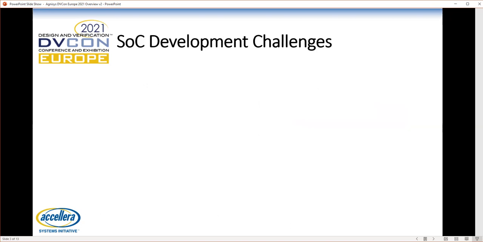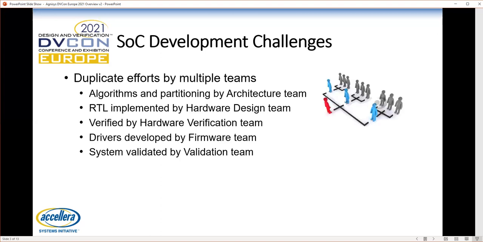If you think specifically about verifying and developing an SoC, there are some new challenges. An SoC, of course, has one or more embedded processors, so you're now running software along with the hardware. You have more teams involved and duplicate efforts across those teams. The algorithms and the partitioning between hardware and software, generally by an architecture team.